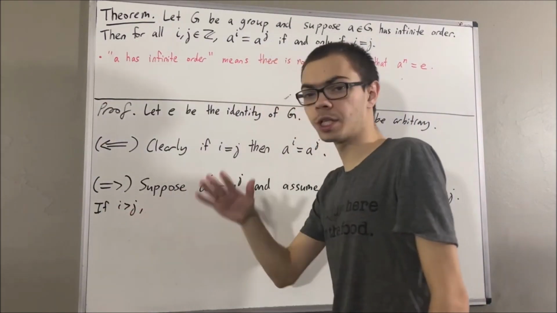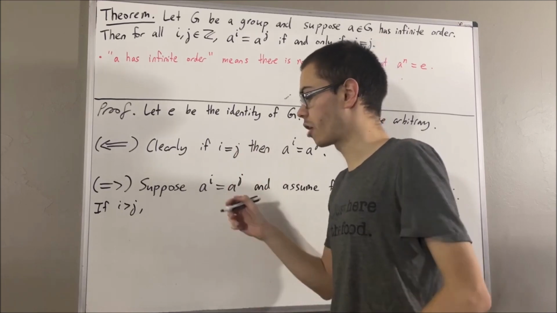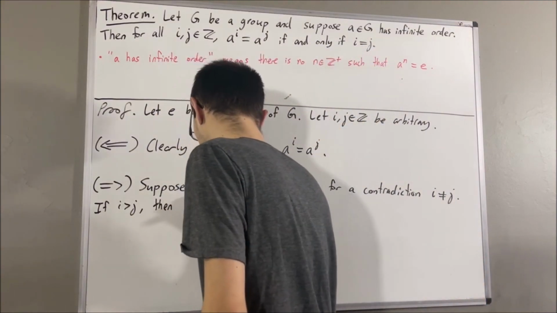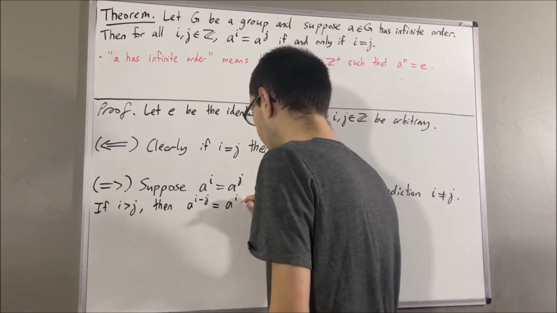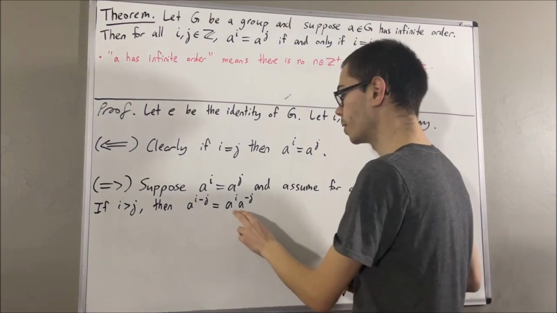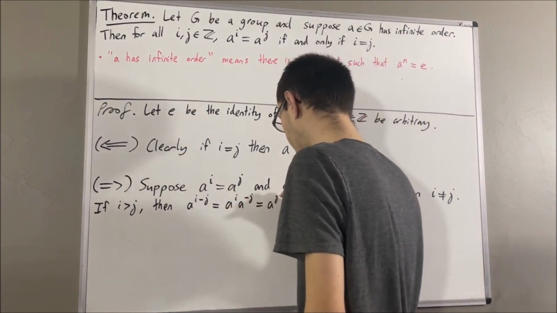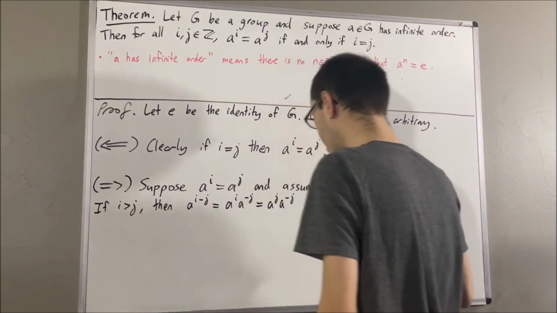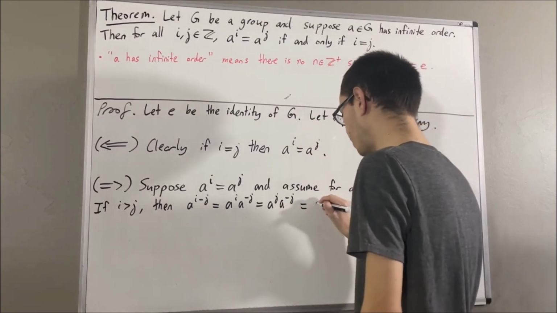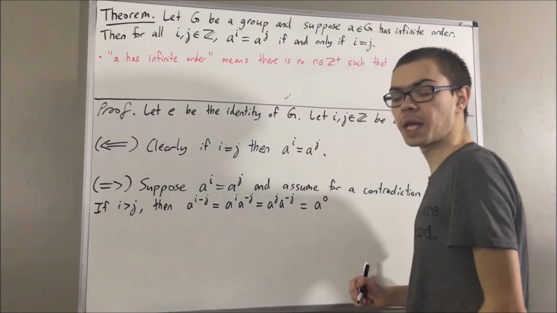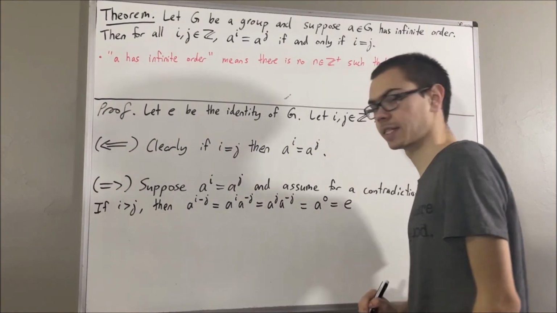In this case, we're going to show that a to the power of i minus j is the identity element. And to see how this happens, we'll notice we know from properties of exponentiation, this is just a to the power of i times a to the power of negative j. But we know that a to the power of i is equal to a to the power of j. So this is just a to the power of j times a to the power of negative j. But then from properties of exponentiation again, we can just add the exponents. This gives us a to the power of 0. And by definition of exponentiation of group elements, a to the power of 0 is the identity element.